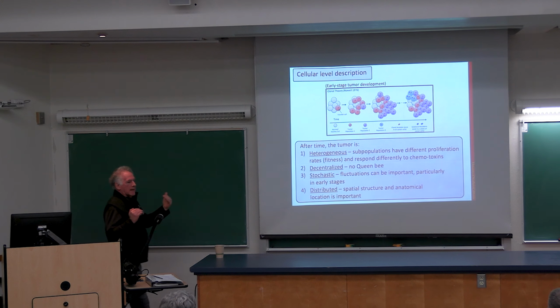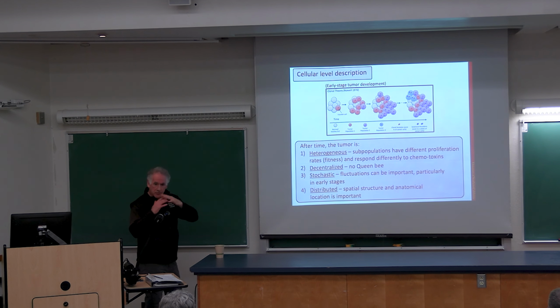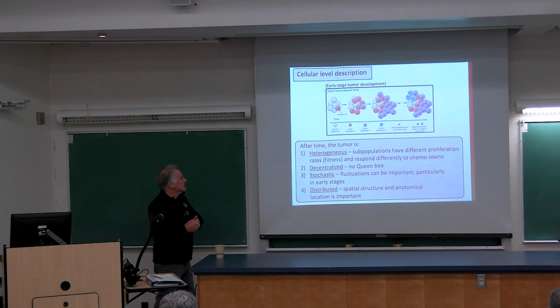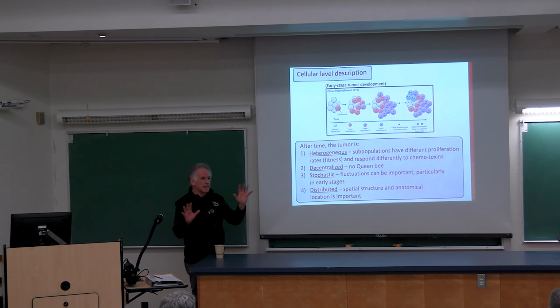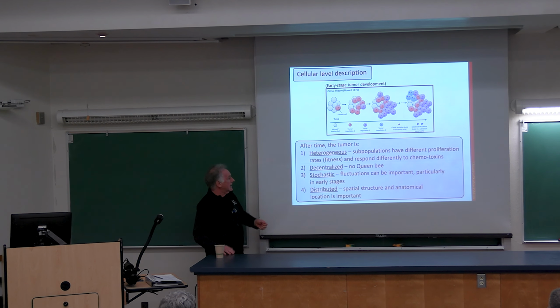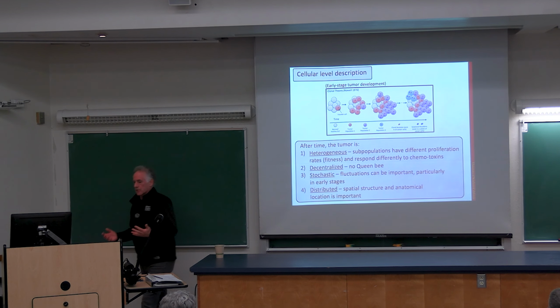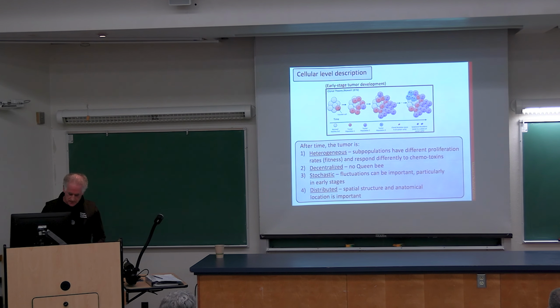So after a certain amount of time, the tumor is heterogeneous, meaning the subpopulations have different proliferation rates because they have different mutation histories, and they respond differently to different chemotoxins. It's decentralized. There's no queen bee. They're basically all agents. It's stochastic. Fluctuations can be important, particularly in the early stages. And it's distributed because the spatial structure and anatomical locations in the tumor are important.